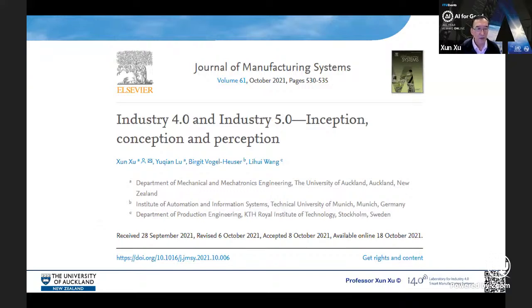So we think it is a topical subject, and the timing is right for us to write this paper. So the following few slides will be based on this paper. We'll go fairly quickly through some of the key points in this paper. For those who are interested, this is an open access paper. You can actually go and have a look yourself. You can download the full version of it.